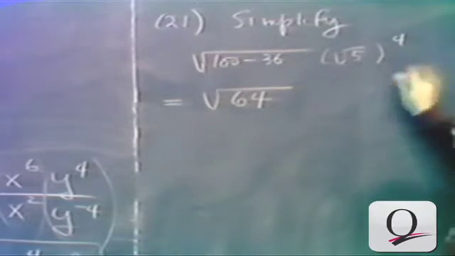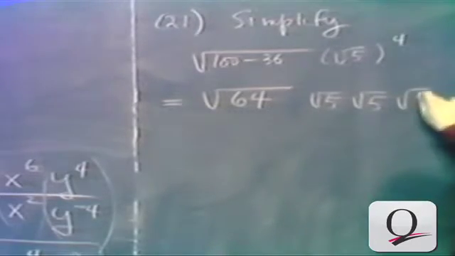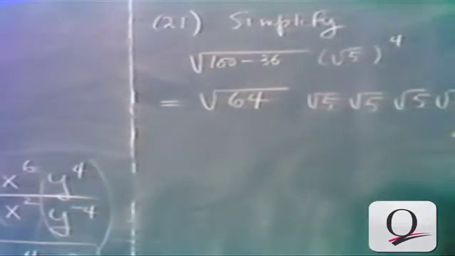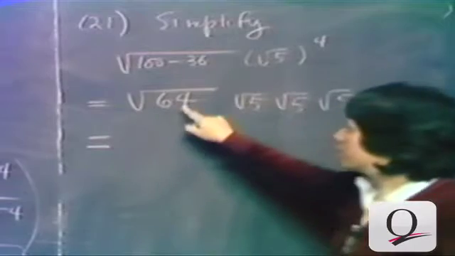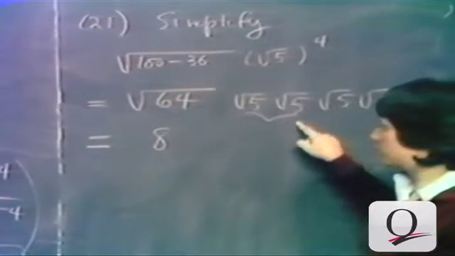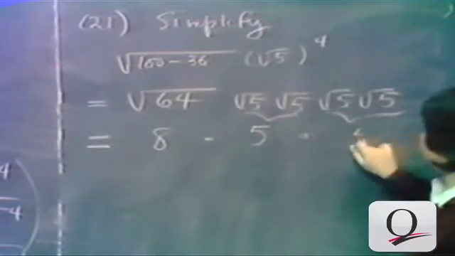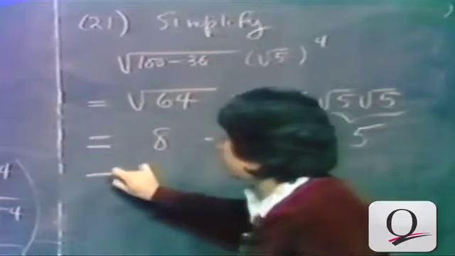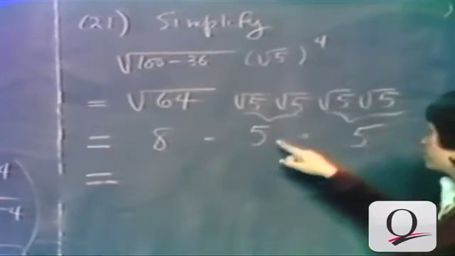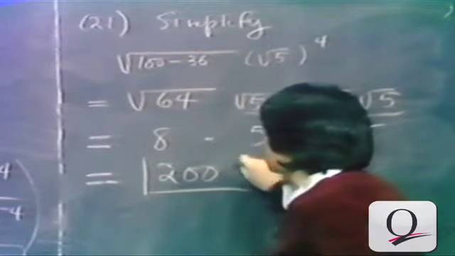Now the square root of 5 to the 4th power means the square root of 5 times the square root of 5 times the square root of 5 times the square root of 5. The square root of 64 is, of course, 8. The square root of 5 times the square root of 5 gives you 5. And again, the square root of 5 times the square root of 5 gives us 5. 8 times 5 is 40, times 5, for a final answer of 200.